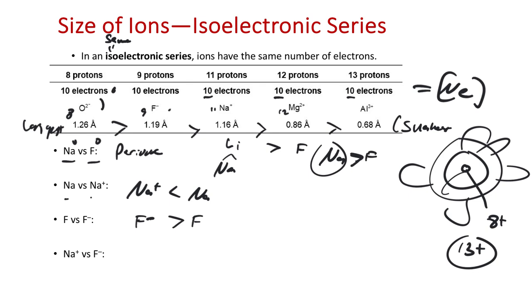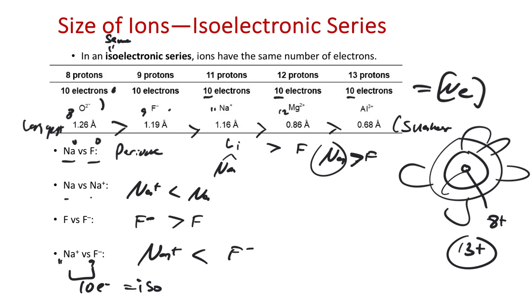Now if I'm comparing the sizes of sodium plus and F minus, this is when you use your isoelectronic series and say they both have 10 electrons. So this is an isoelectronic series. Which of those atoms is capable of pulling that same electron count of 10 electrons in more closely? We have to compare the number of protons in the nucleus. So sodium plus becomes smaller than F minus, and you flip the trend of size.